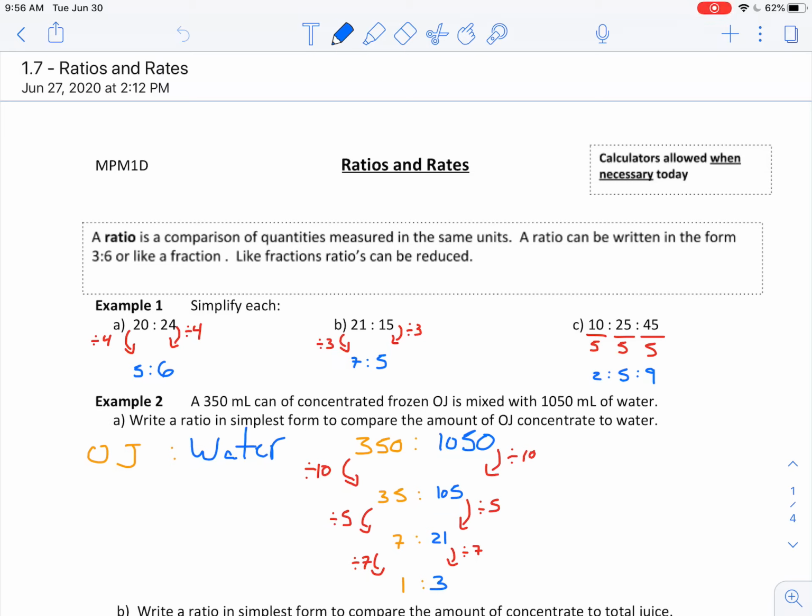Let's talk about ratios and rates. So a ratio is a comparison of quantities measured in the same units. A ratio can be written in the form 3 to 6 or like a fraction. Like fractions, ratios can also be reduced.